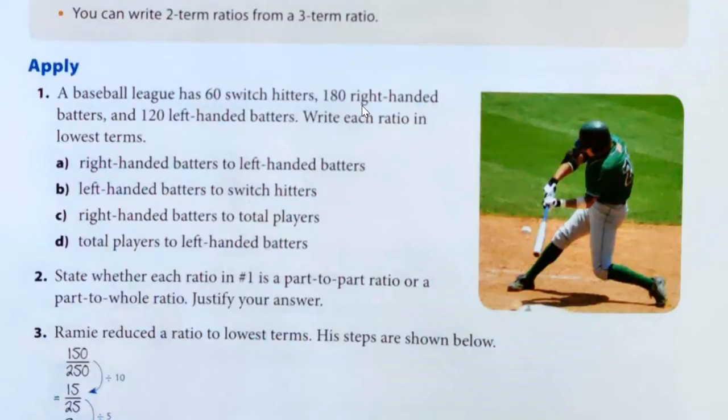If we look at question number 1 here, a baseball league has 60 switch hitters, 180 right-handed batters, and 120 left-handed batters. So switch hitters meaning that they can hit left or right-handed, and then 180 are exclusively right-handed, and 120 bat exclusively left-handed. And so we have a series of ratios that we want to write in the lowest terms.